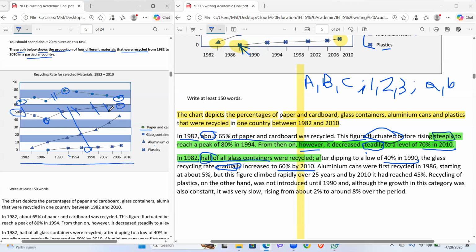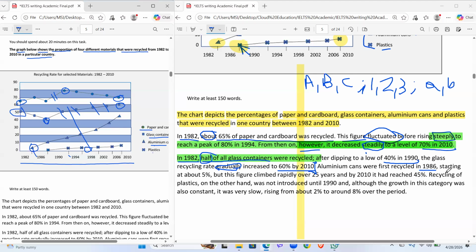Trend break भयो भने मात्रै just write. यसको लागि यहाँ लेख्नु पर्यो, यो point लेख्नु पर्यो. This is all about glass containers. And the next one is aluminum cans. Now, aluminum cans were first recycled in 1986. 1986, yeah, first recycled बाट.